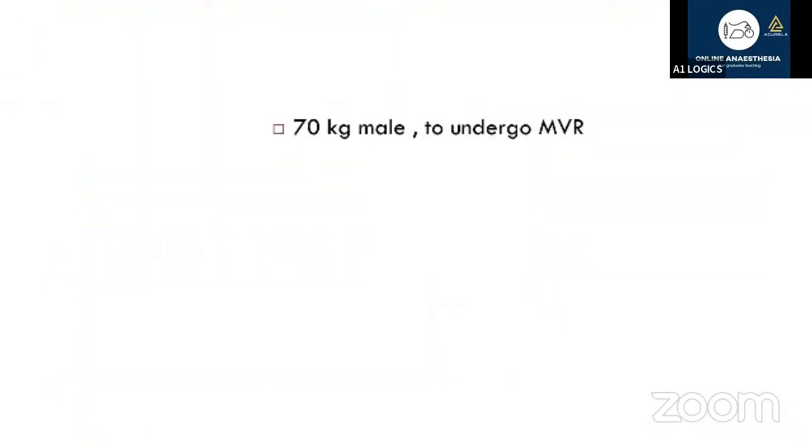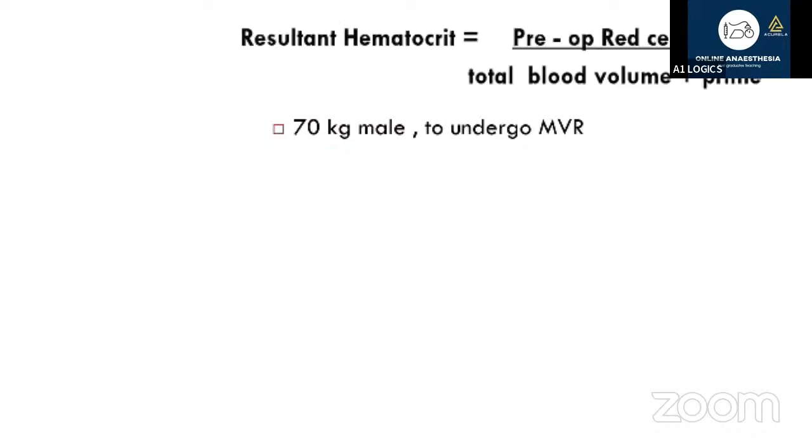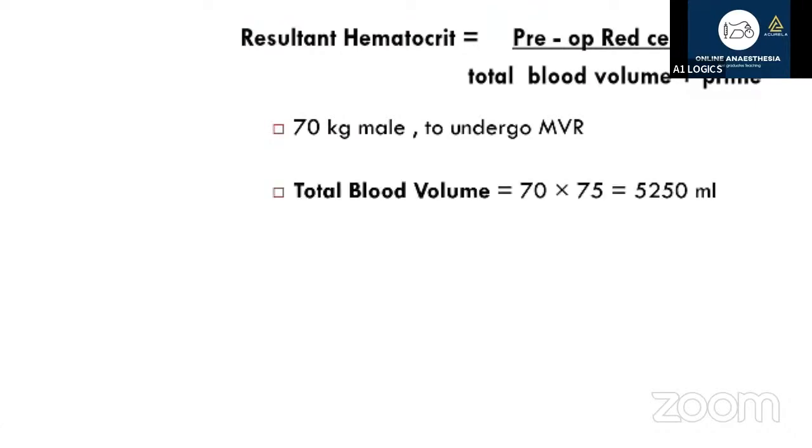See, we have a 70 kg male here who is going to undergo a mitral valve replacement. Now I have put him into the theater, and I'm going to use a prime solution on him. After giving the prime, the resultant hematocrit will be his pre-op red cell volume divided by the total blood volume plus the prime volume. So let us see how to calculate this. You all know how to calculate total blood volume. His weight is 70 kg, and because he's an adult male, he has 75 ml per kg of blood volume, which when we multiply, we get 5250 ml. That is his total blood volume in the body.